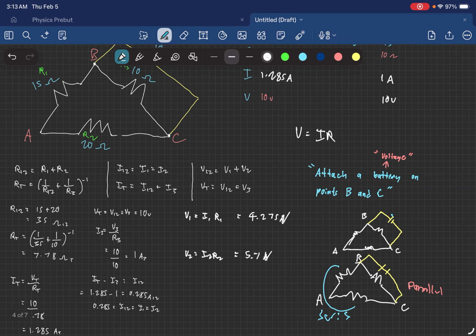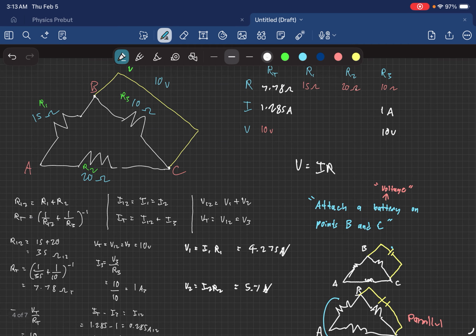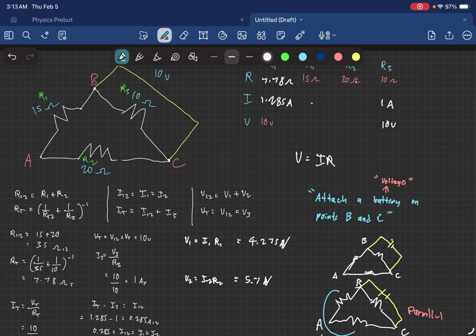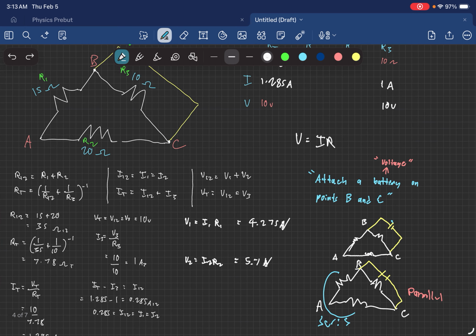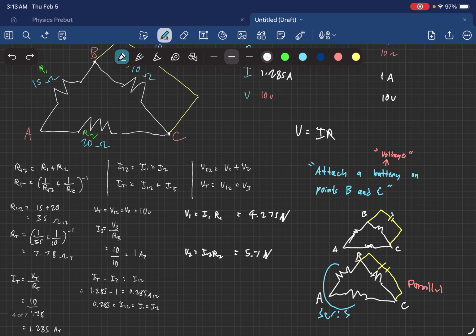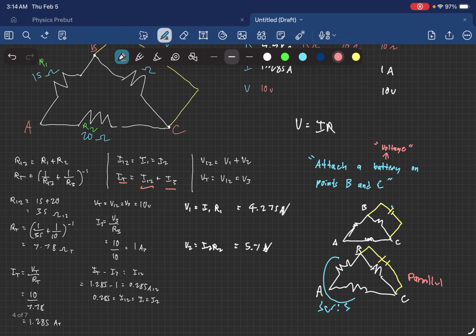Next, we look here at the table. What do we need? We need our I1, I2, V1, V2. How do we get that? We analyze. As you see here in our equations, I12 is equal to I1 and I2. That solves all our problems, right? So how do we get I12? You can get I12 if you have IT and I3. We have IT and I3. So, let's do that.